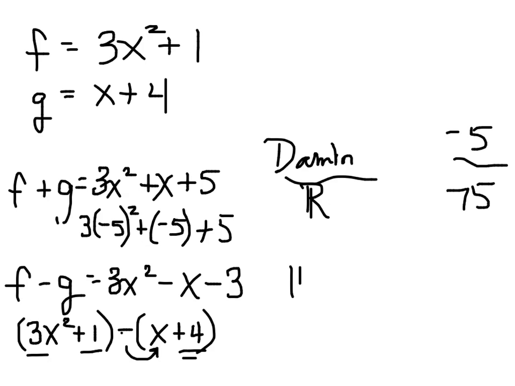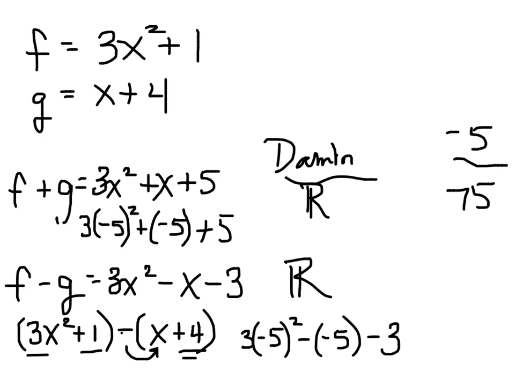What's the domain? Again, we're still just a parabola. If I plug in negative 5, I have 3 times negative 5 squared minus negative 5 minus 3. Negative 5 squared, as Tara said in the last one, was 25. Then I think Vanessa or Courtney said 3 times 25 is 75. 75 minus a negative 5 is what? 80 minus 3, 77.